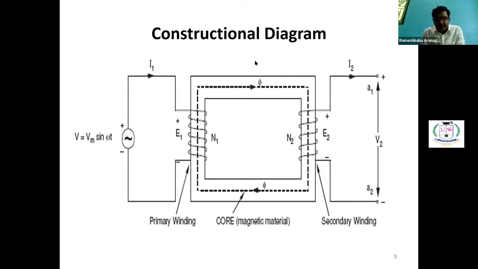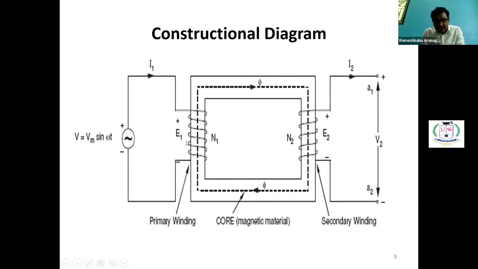So the core provides the magnetic flux path, right? In the core, there are two parts. One is the yoke and the other is the limb. The yoke is this horizontal portion, and the limb is the vertical portion of the core. Okay, so the coils are wound only on the limb.